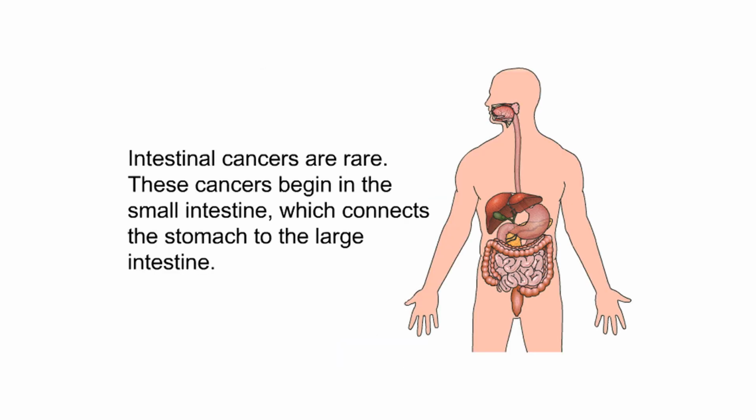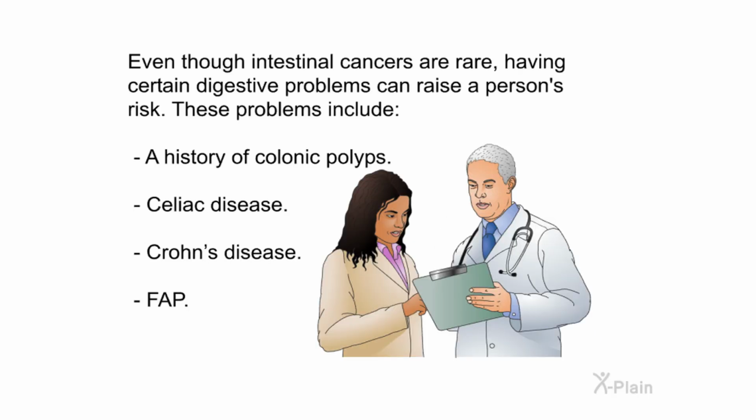Summary. Intestinal cancers are rare. These cancers begin in the small intestine, which connects the stomach to the large intestine. Even though intestinal cancers are rare, having certain digestive problems can raise a person's risk. These problems include a history of colonic polyps, celiac disease, Crohn's disease, FAP.